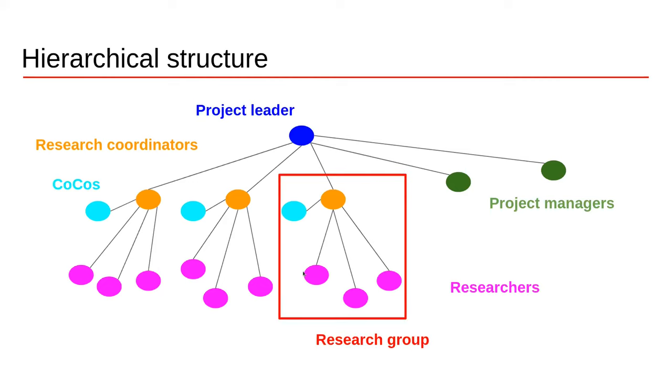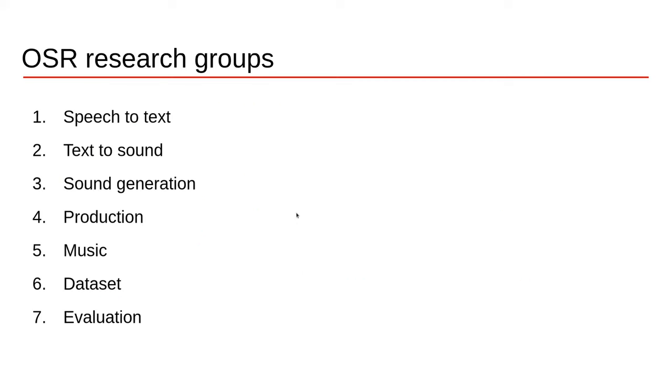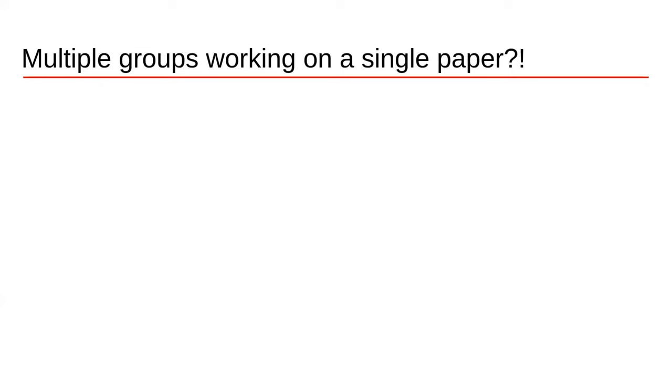Each of these units here is a research group that has some researchers, a coordinator and a co-coordinator or multiple co-coordinators. So this is a unit of research. And we had several, 7 to be precise, research groups: one for speech to text, one for text to sound, sound generation, production, music data set and evaluation. Again, I'm not going to get into the details here, but this is a way of dividing our neural synthesizer, so the work, into manageable units of work.